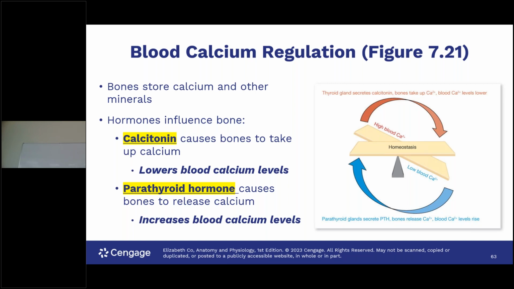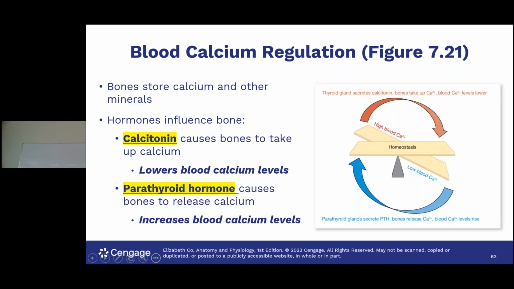So look at this for a moment here. Calcitonin causes bone to take up calcium, so it lowers. So here's the thing, calcitonin lowers blood calcium levels. Important to know as far as for the thyroid gland, calcitonin. As far as the parathyroid glands producing PTH, parathyroid hormone, this will increase blood calcium levels.